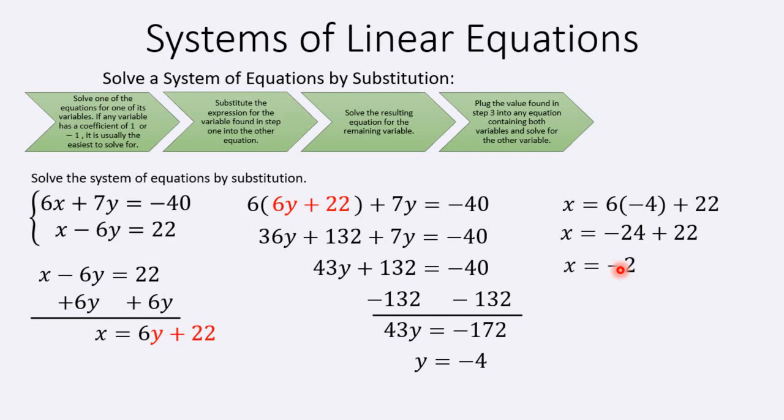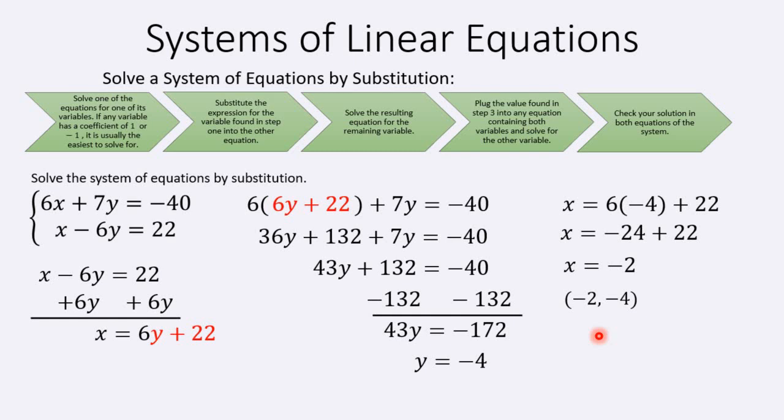X is equal to -2, and y is equal to -4. So the ordered pair that is the solution to this system of equations is (-2, -4). And that's how you solve a system of equations by substitution. After you finish solving it, though, you should check your solution.